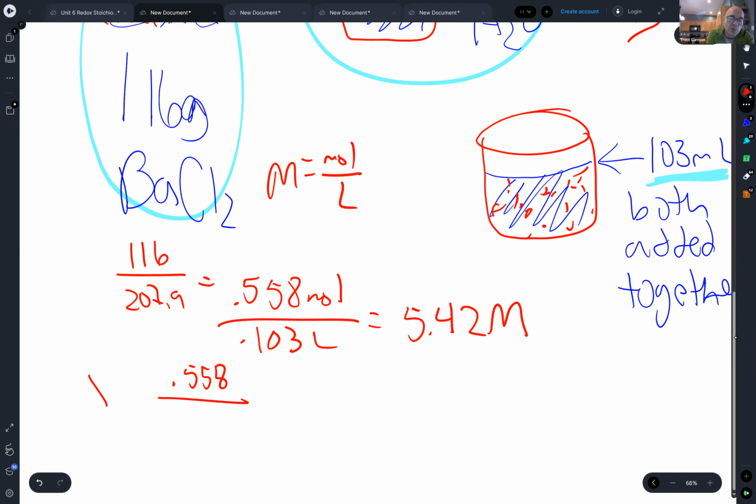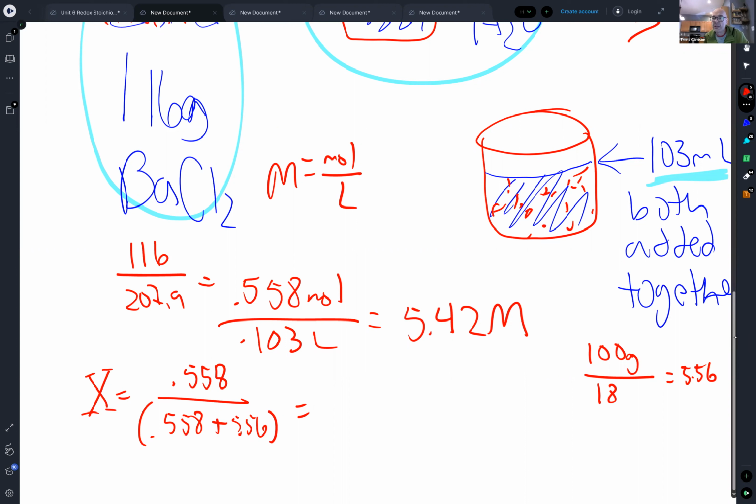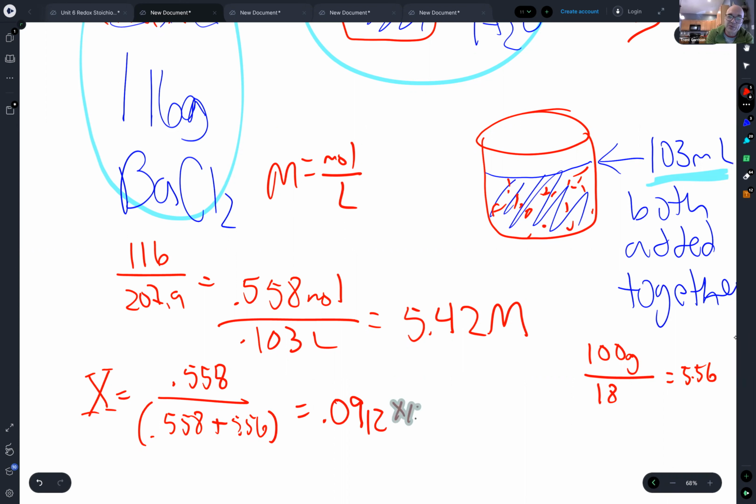So I will plug that in here. What it looks like is about 50%. So 0.558 divided by parentheses 0.558 plus 5.56. Oh, no, it's going to be much smaller. It'll be about 10%. So my answer is 0.0912. Oh, don't multiply it by 100 because it's a mole fraction. So that is my answer, 0.0912.